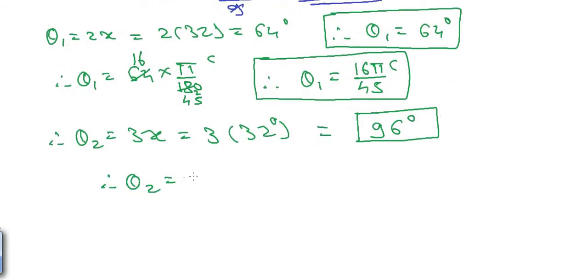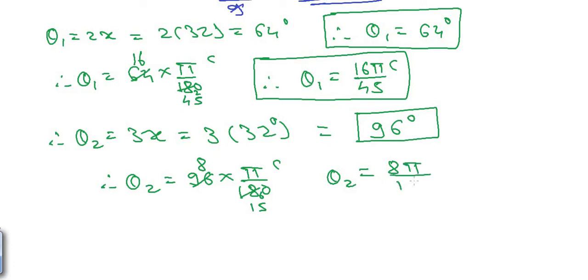Therefore we get theta 2 equal to 96 into pi by 180 radian. We can divide it by 12. 12 8s are 96. Now over here 12 1s are 12, 18 minus 12 is 6, 12 5s are 60, and so the value of theta 2 in terms of radian measure is 8 pi divided by 15 radian. Let us now find the value of theta 3.